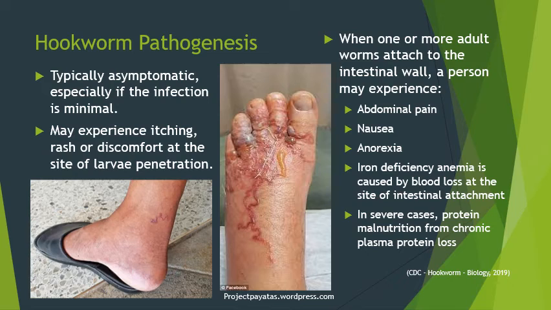People with hookworm are typically asymptomatic, especially if the infection is minimal. People may experience a bit of itching or discomfort at the site of penetration, but when one or more adult worms attach to the intestinal wall, a person may experience abdominal pain, anorexia, and iron deficiency anemia caused by blood loss in the intestine from the intestinal attachment. In severe cases, a person may experience protein malnutrition from chronic plasma protein loss. Worm secretions actually prevent the blood from clotting.